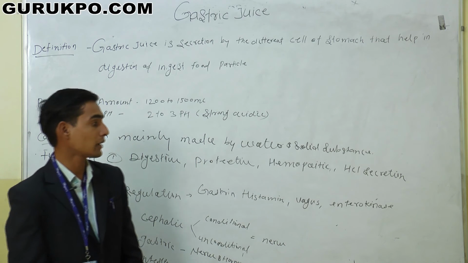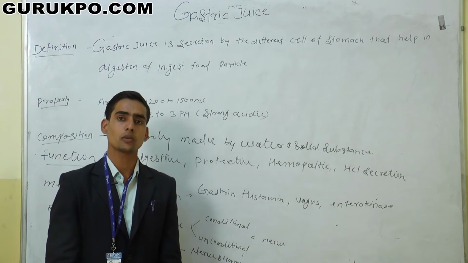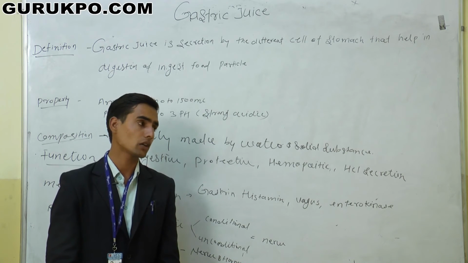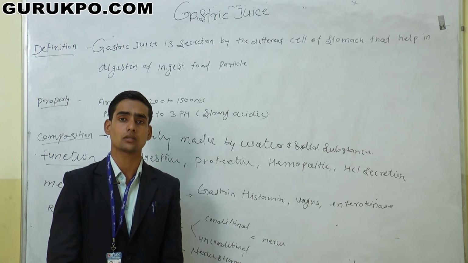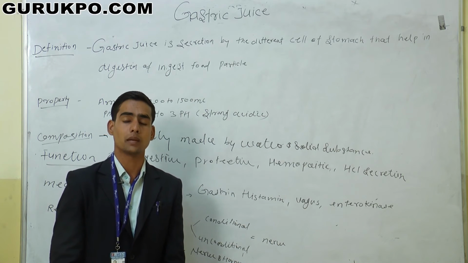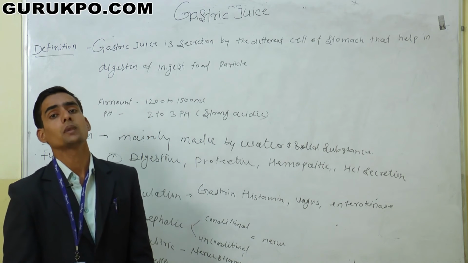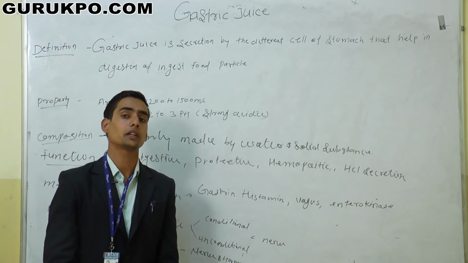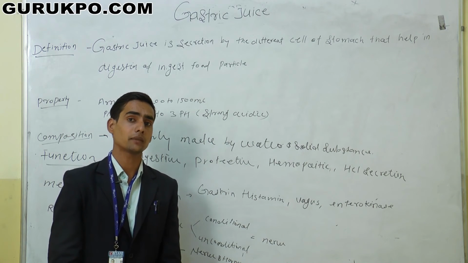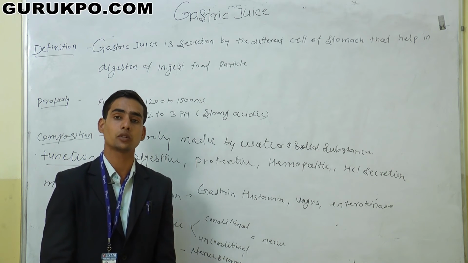And the fourth function is hydrochloric acid secretion. Zymogen cells are responsible for secretion of the hydrochloric acid in the stomach. Hydrochloric acid is responsible for different types of functions. Number one function, it stimulates pepsinogen to convert into pepsin. If the hydrochloric acid is not properly secreted, protein is not completely digested in the stomach. And the second function is to activate different enzyme secretions in the stomach and duodenum.